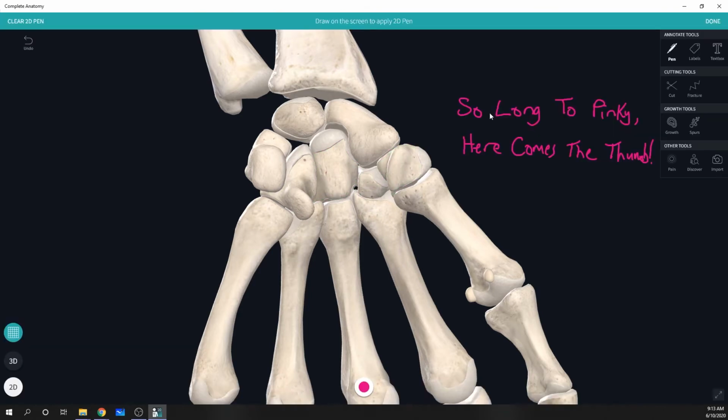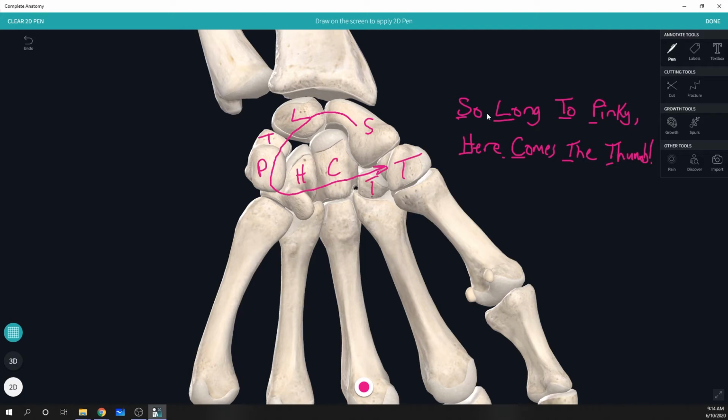Now there's a lot there, so let's talk about how to remember this. I use direction and mnemonics to help. Starting in this direction here, I work my way to the pinky and come back around to the thumb. And I use this mnemonic: So long to pinky, here comes the thumb. Now with that mnemonic, I can get the first letter of each of these carpals. So we start off: so long to pinky, here comes the thumb.